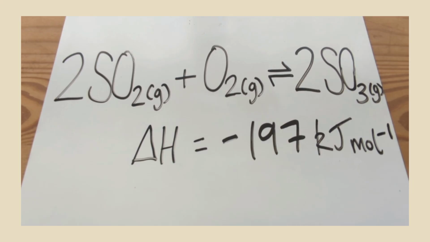The position of equilibrium will move in the endothermic direction to minimize the effect of that change. In this example, it will move left. If we decrease the temperature, the equilibrium will move in the exothermic direction, in this example, to the right.